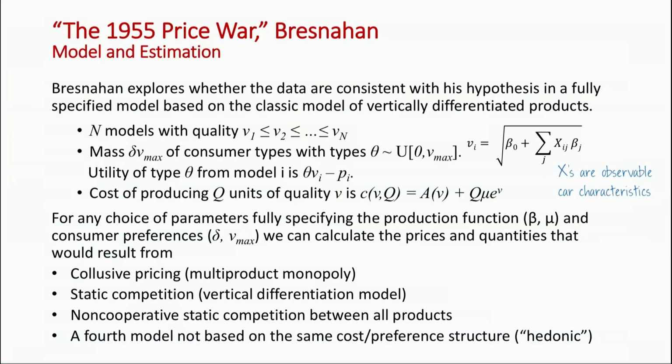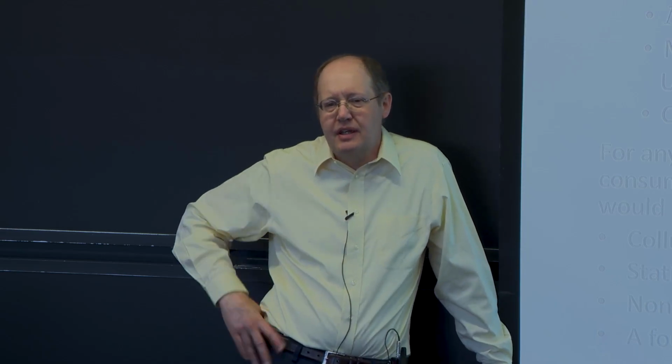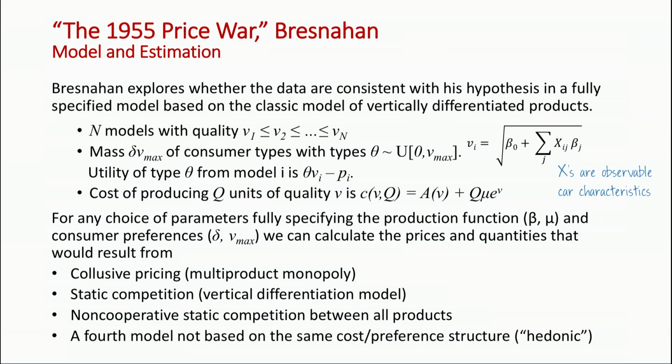Okay, but then what Bresnahan's thought is that this is a model that I can fully specify, and if you fully specify the primitives, which is the production functions of the firms, the preferences of the consumers, and the model of firm behavior, then you can fully predict what's going to happen. So basically, once you fix the parameters beta and mu in the production function and delta and V max in the consumer preferences, you can fully predict what's going to happen under any model of behavior. In particular, collusive pricing just becomes a multi-product monopoly model that we covered. Static competition would be another natural model people often apply to a situation like this.